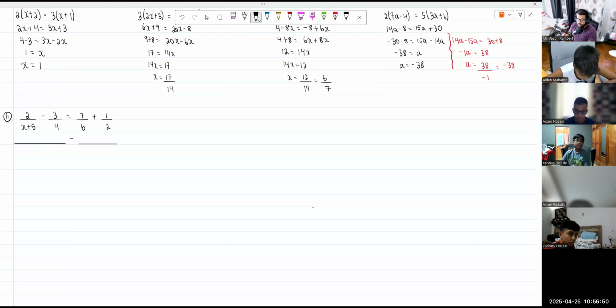I'll put the equal sign here. My LCM here is going to be x plus 5 multiplied by 4. Are you cool with that? My LCM on this side is going to be 6 multiplied by 2, which is 12. Yeah? Or just 6. Are you cool with that?